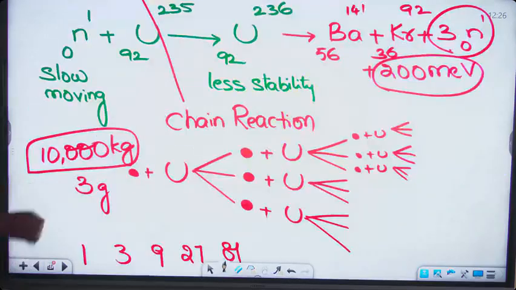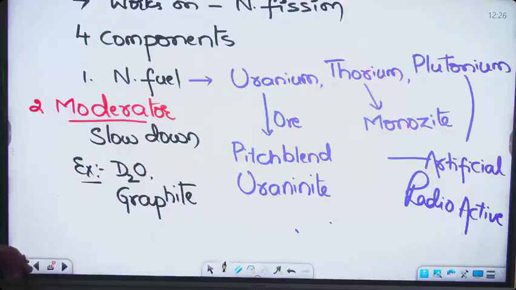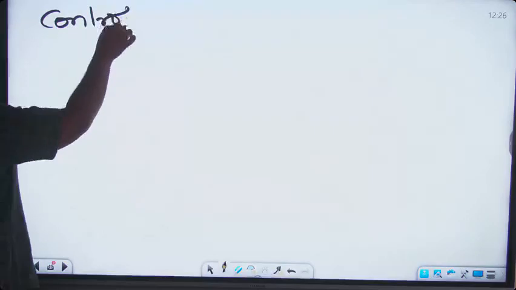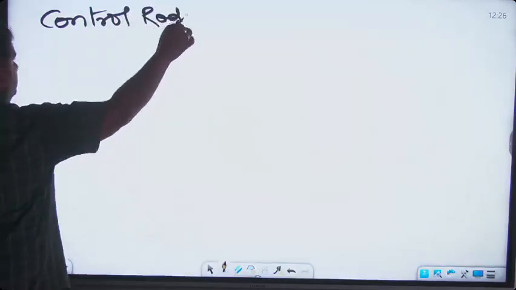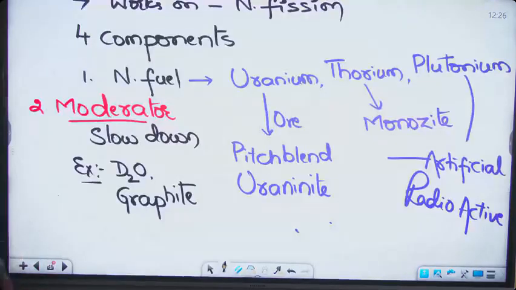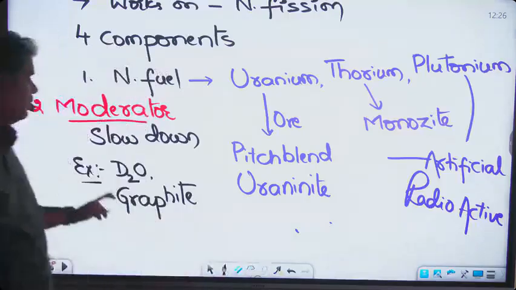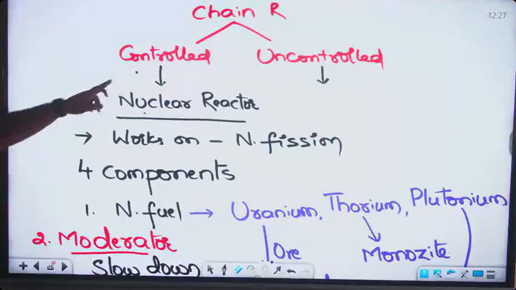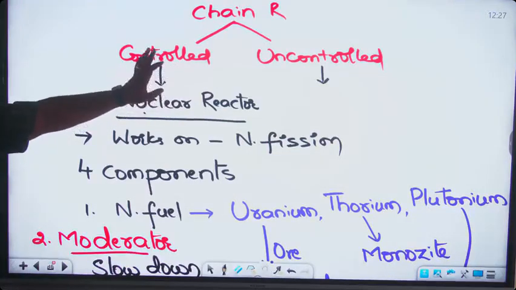Then the third component in a nuclear reactor is control rods. Now what are these control rods used for? A nuclear reactor is an example of a controlled chain reaction. An atom bomb is an example of an uncontrolled chain reaction.